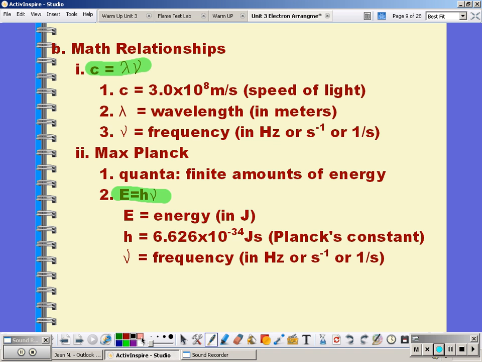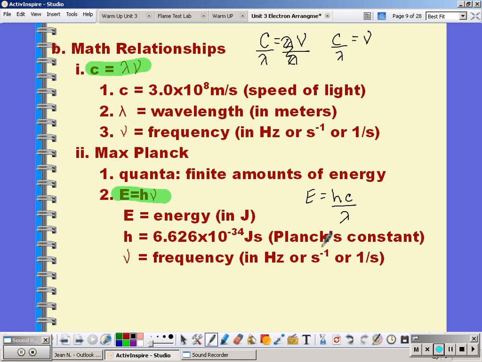Because both of these have frequency in it, we can do a substitution. So if we take the speed of light formula and we solve for frequency, we would divide both sides by wavelength. So frequency is equal to the speed of light divided by wavelength. Then we can come down here and plug that in for frequency. So E equals hc over wavelength.